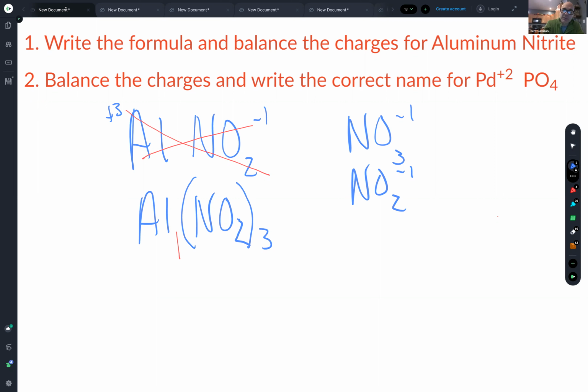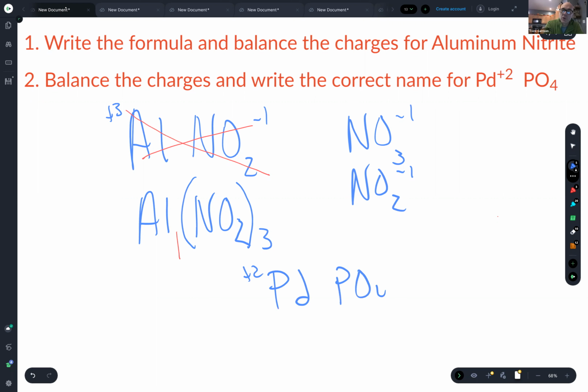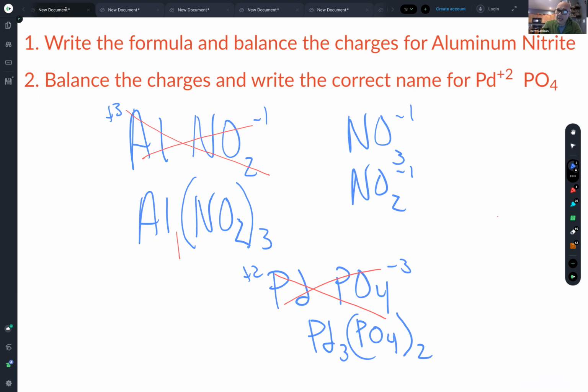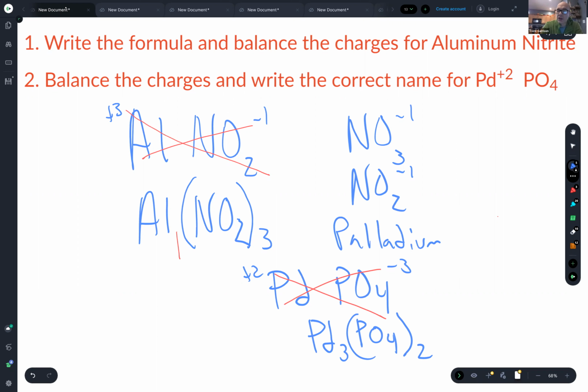All right, next, we're going to balance out palladium with a charge of +2 and PO4, which is phosphate. We would need to look it up and see that its charge is -3. We are again going to take the charges up in the air, crisscross them down like we just don't care. That crisscross is going to cause us to now use the parentheses again, but you only need parentheses around the polyatomic ion. Now, it is balanced, but the other aspect of this is to give us the name of it. So we would have to write out the palladium and then phosphate.